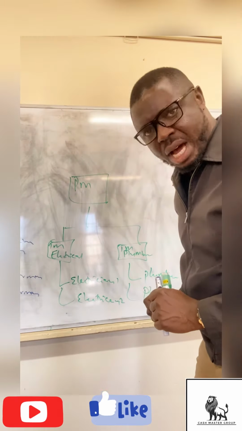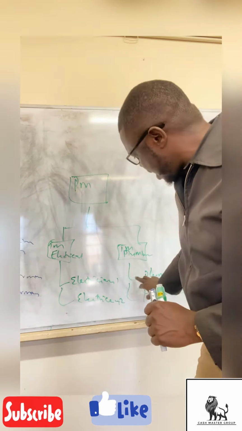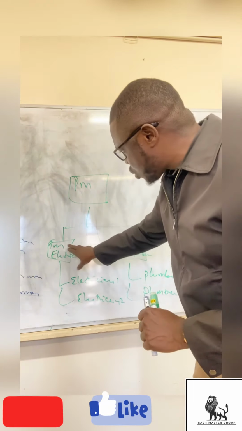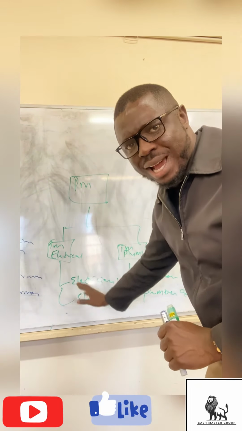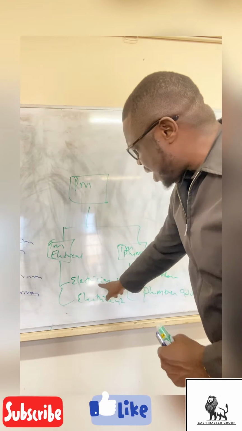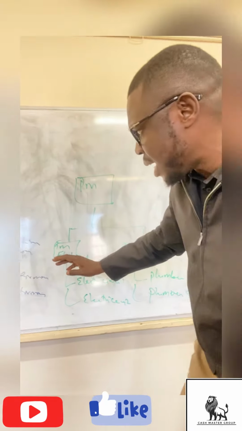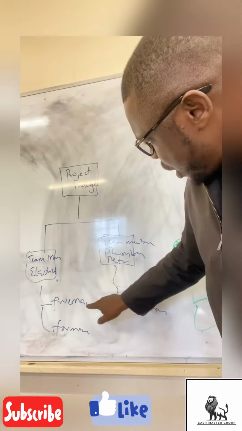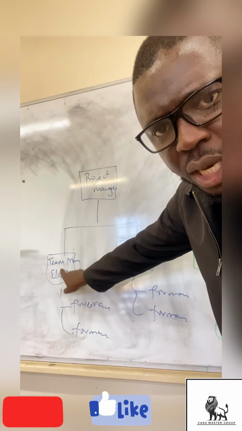Another advantage is each team member, the electricians and the plumbers, has a functional home. This belongs to this, and this belongs to this, which means that communication lines are properly understood. The electrician cannot go and report to the plumber. If the foreman here has a problem, he can choose to report to either this or this.